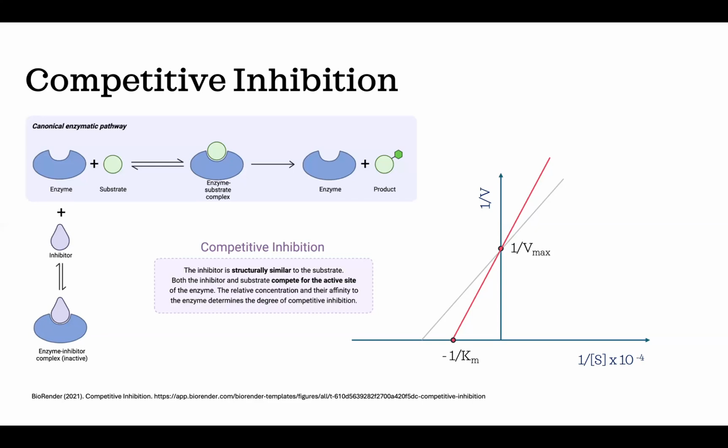is higher. And you can see here the y-intercept is 1 divided by Vmax. Since Vmax is unchanged in the presence of a competitive inhibitor, the y-intercept remains the same. The x-intercept is minus 1 divided by Km. Since Km increases in the presence of a competitive inhibitor, the x-intercept moves closer to 0, so it's less negative. And this is very important to understand.